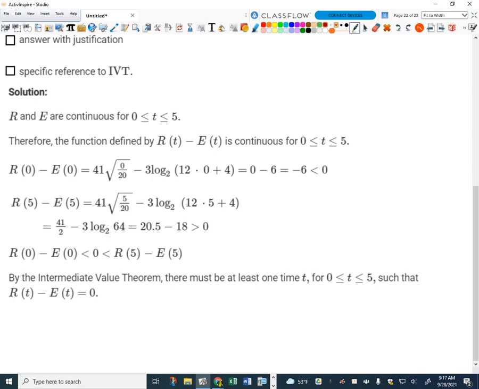Let's talk about that log part for a second. So all this part right here is going to become 3 times the base 2 log of 4. Okay, what's the base 2 log of 4? How do you think about that one?